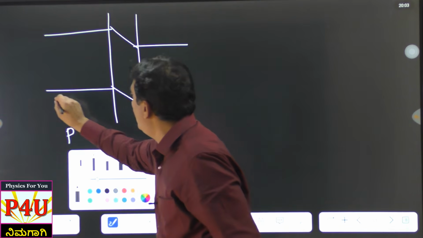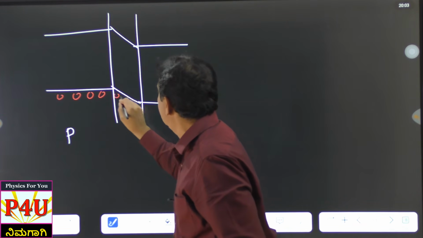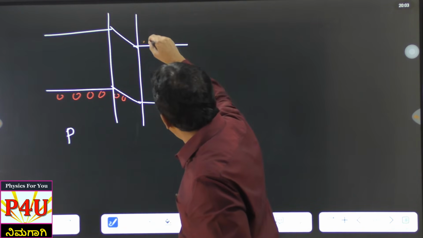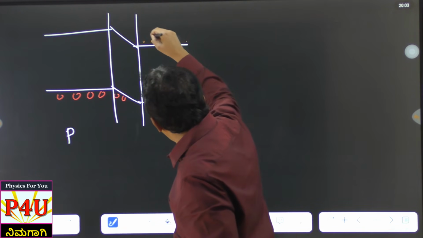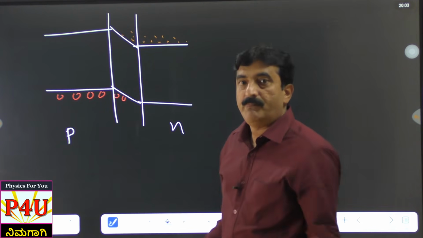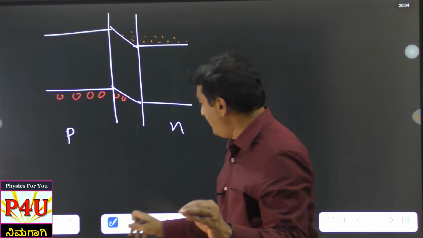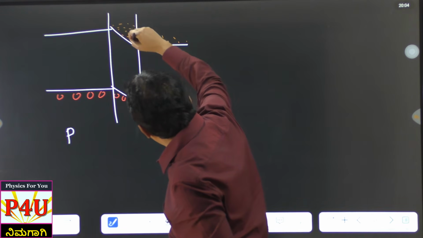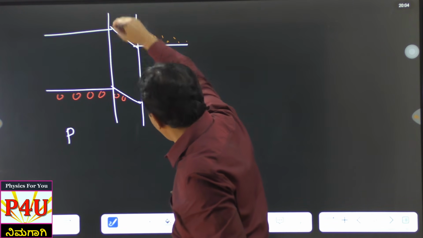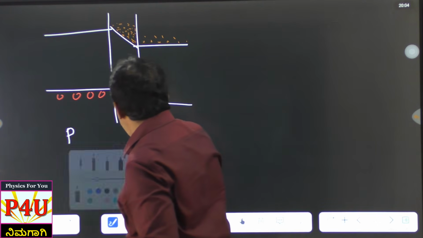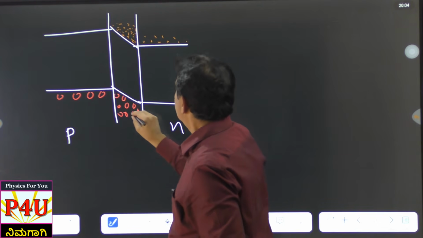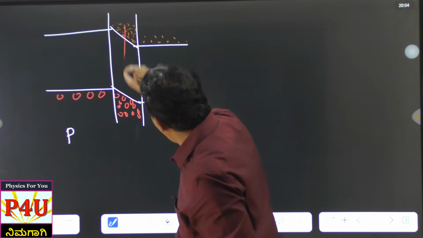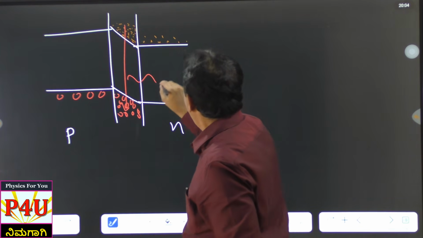Initially, there will be few holes, even here one or two, and few electrons, maybe one or two or three. But because of high current and high doping percentage, I get more electrons here. So this is going to be an ocean or cloud of electrons. Similarly, this is going to be an ocean or cloud of holes. So the whole population increases.